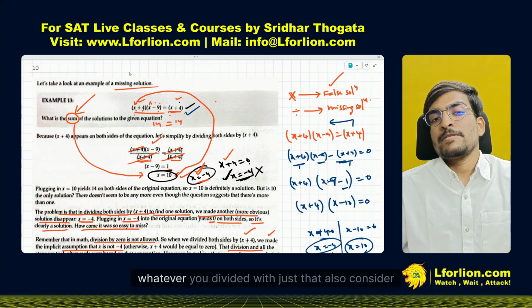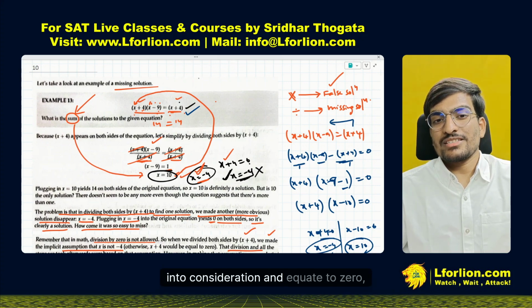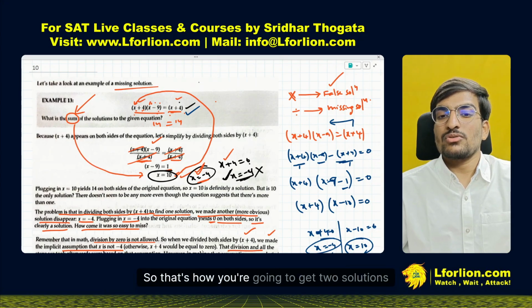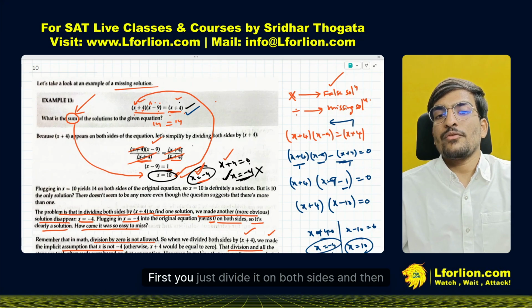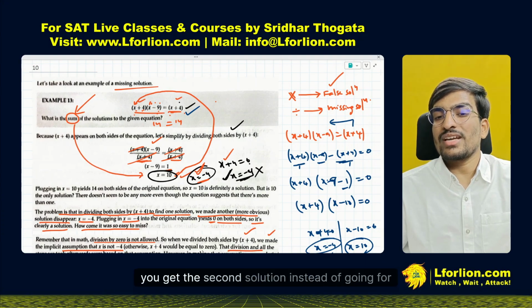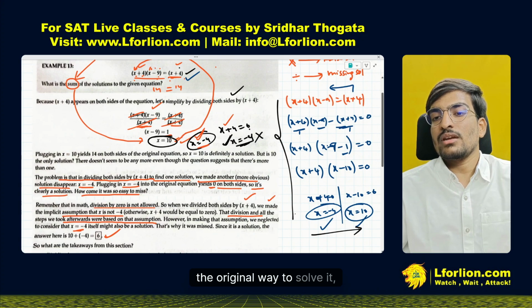And second thing, whatever you divided with, take that into consideration and equate it to 0. That will be another solution. So that's how you're going to get two solutions quickly. First you just divide on both sides, and then whatever you divided, equate it to 0, you get the second solution, instead of going for the original way to solve it.